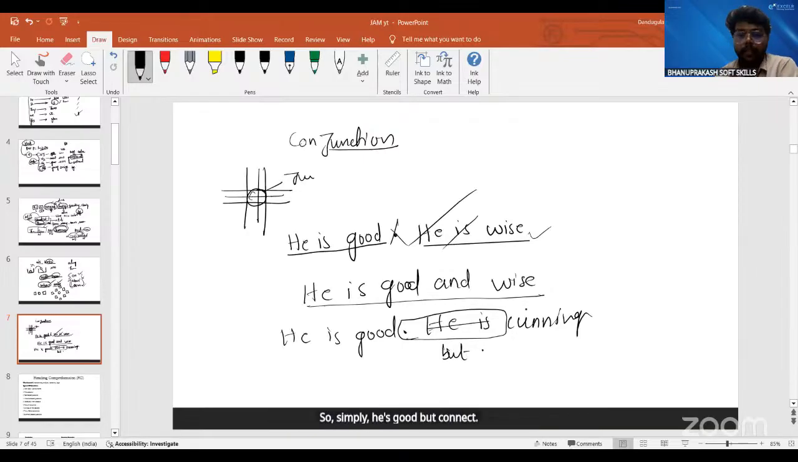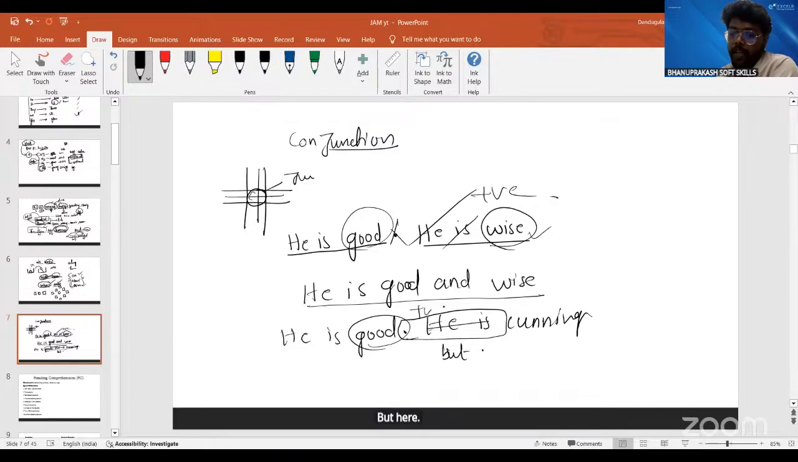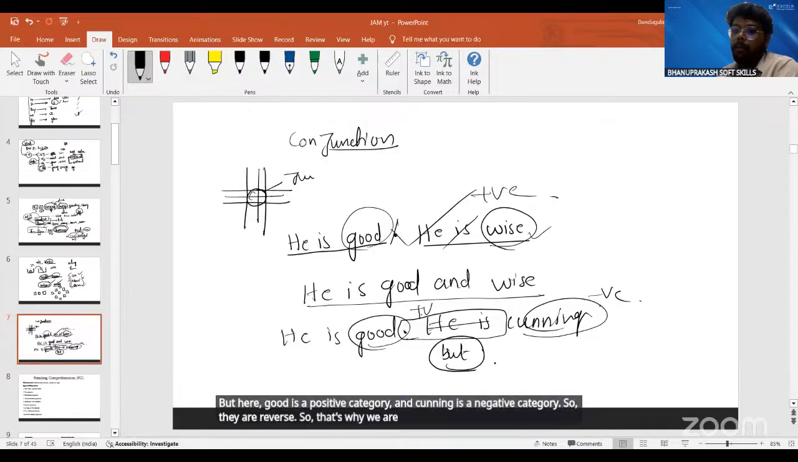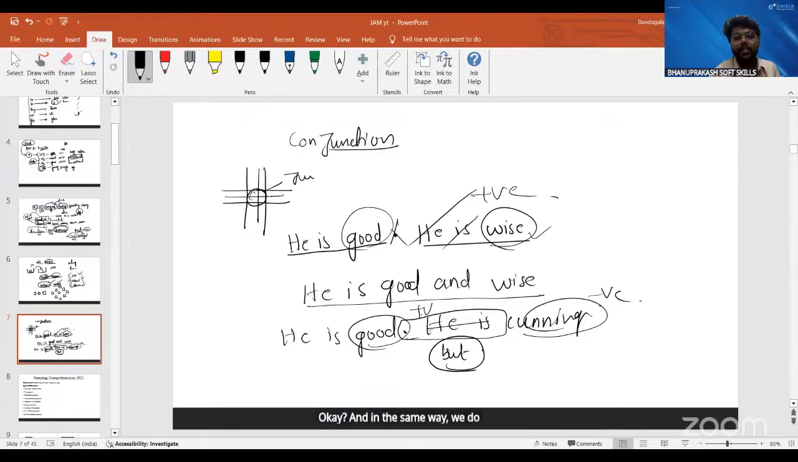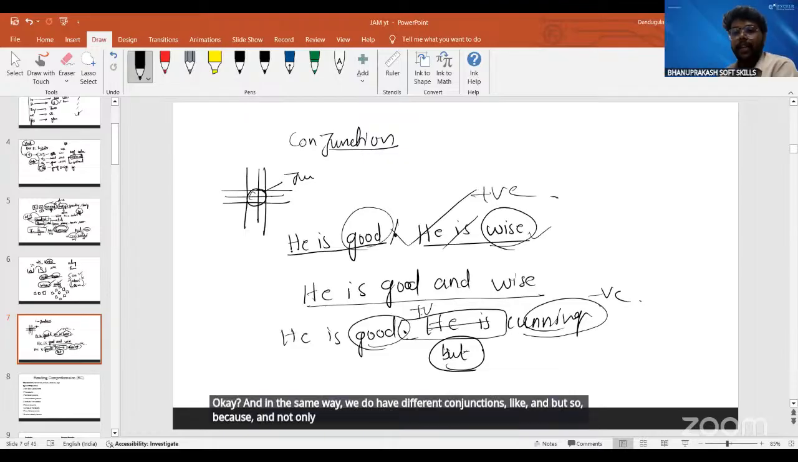He is good but cunning because in the previous condition, good and wise come under the same category, which is the positive category. But here, good is a positive category and cunning is a negative category. So they are reverse. That's why we are using the word "but." In the same way, we have different conjunctions like and, but, because, so, not only but also, either or, neither nor. So these kinds of things are there.